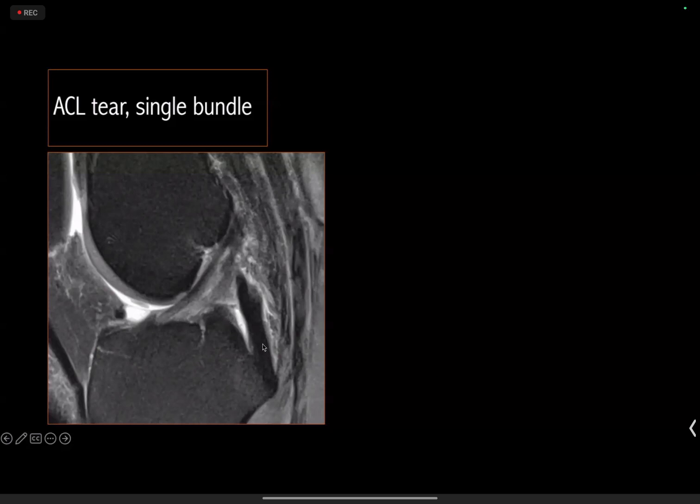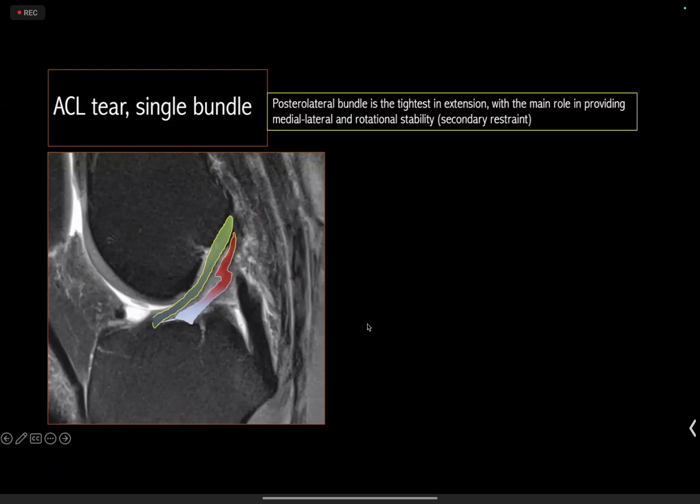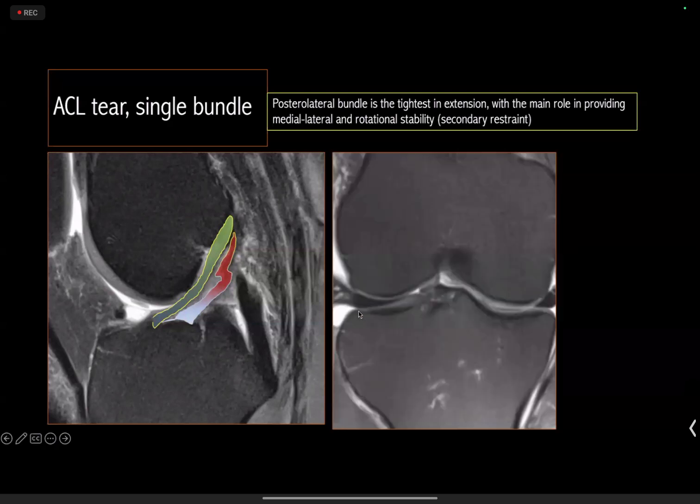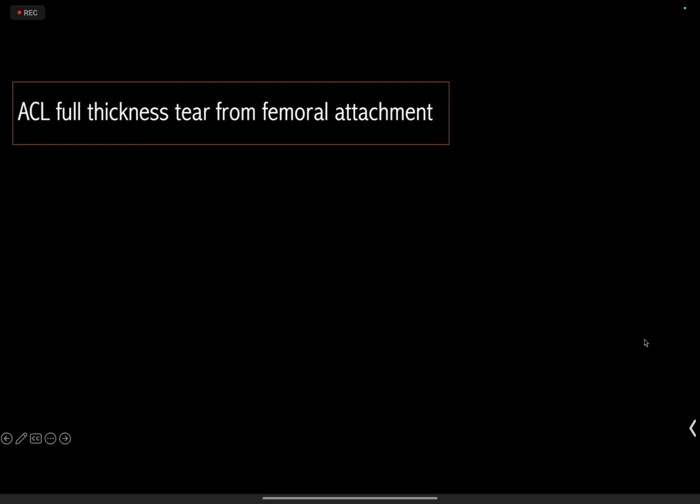Again, I am seeing a fat suppressed image. This is the AM bundle, which is intact, and I can see the PL bundle wavy and lax, and I am seeing that it is slightly appearing subluxed. So this again would be better appreciated in the other two planes as well. For the presence of a lax ligament or a torn ligament, I would always use the coronal plane, as I have told you earlier, that coronal helps me understand the orientation as well as I can trace the entire length of that ligament.